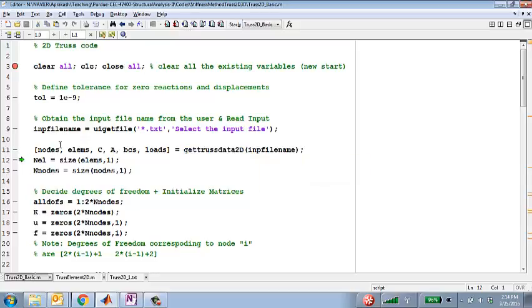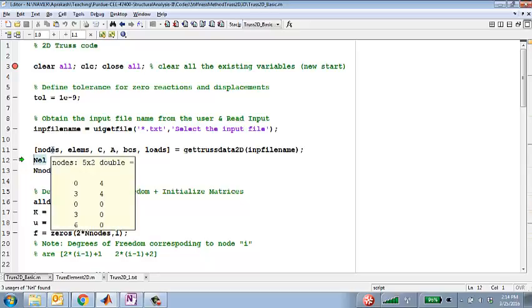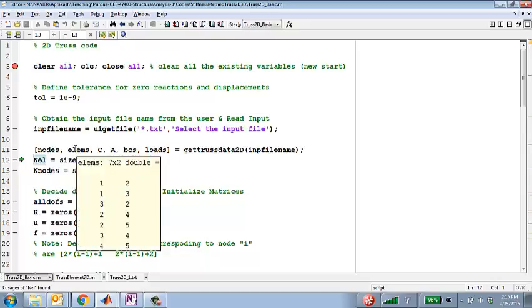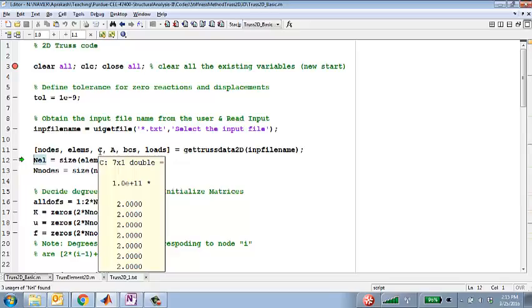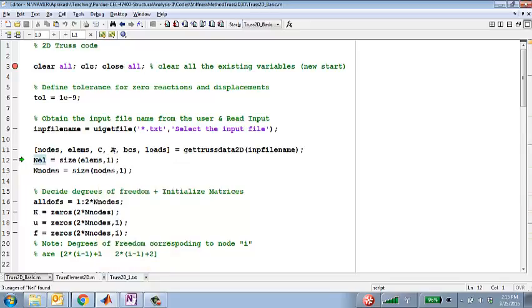of the input. So I have now in nodes, the node locations, x and y locations of all the nodes. In the elements, I have the connectivity, which element is connected to what. There is this matrix C, which is a matrix of Young's modulus. For each one of those, there are 7 elements, so there should be 7 cross 1. Indeed, it's a 7 cross 1 double vector of the Young's modulus for each of those elements. I have the area of cross section, I have boundary conditions, meaning support conditions, and the loads. So this is just reading the input file.